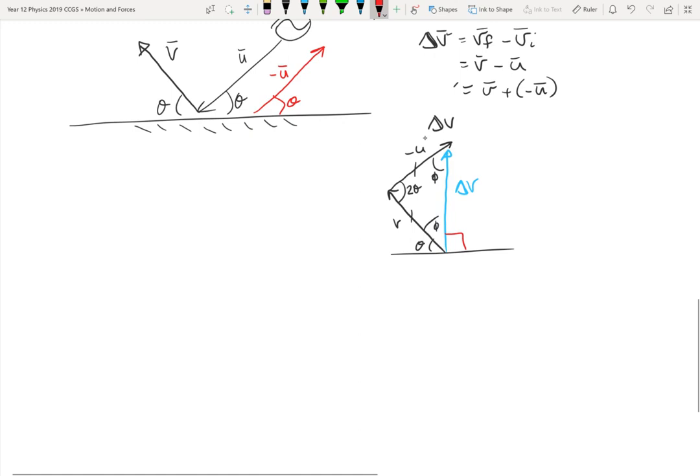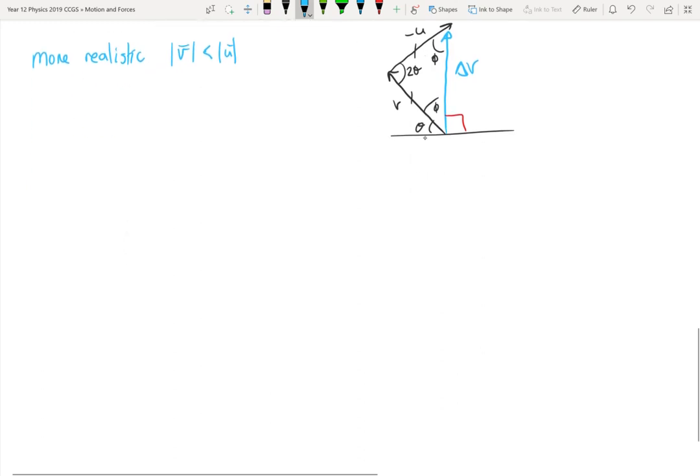Okay, let's have a look at a more realistic example. This is more realistic, and that is when v is less than u, meaning it slows down. It's going to lose kinetic energy as it strikes. Okay, so let's do a worked example. Let's suppose that the object comes in with a speed of 5 meters per second.